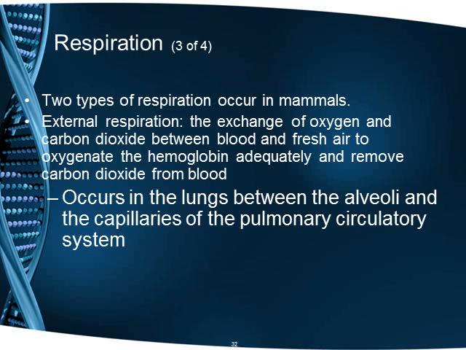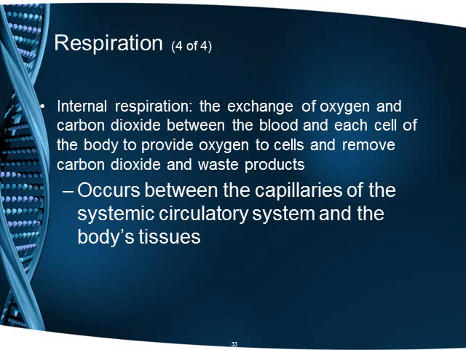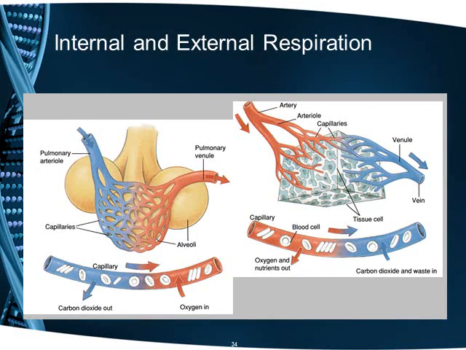Two types of respiration occur in mammals. We have external respiration, the exchange of oxygen and carbon dioxide between the blood and fresh air at the alveoli level. That is external respiration. Then we have internal respiration, which is the actual respiration that takes place at the cellular level. So at your big toe cell right now, you've got oxygen and CO2 exchange taking place. Right now in your big toe. Right now in your earlobe. Right now in your heart. All of this is taking place. That is internal respiration. All right, here you can see a little diagram.